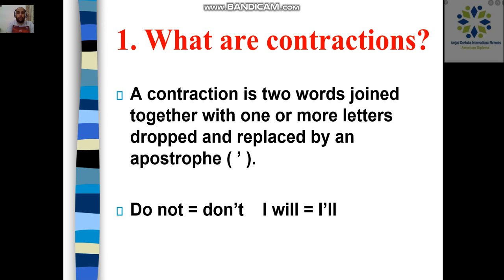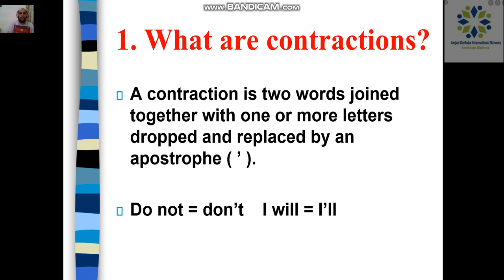A contraction is two words joined together with one or more letters dropped and replaced by an apostrophe. But teacher, you're making it harder. No, I'm not. So it's the shortened form. Okay, it's the shortened form. Some verbs with some subjects in English, we're going to have the long form, or I'm calling it the long form, and we're going to have the contracted form or the shortened form.